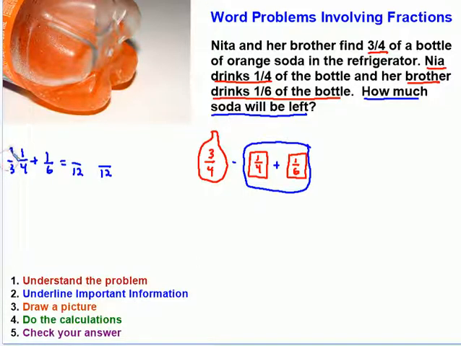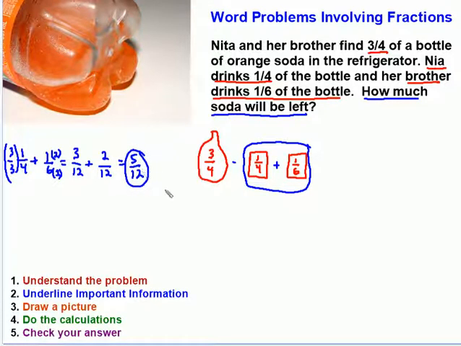I have to multiply the top by 3. That is going to give me 3/12. 6, to get 12, I had to multiply it by 2. So I'll multiply the top by 2, and I'll multiply the bottom by 2, and that will give me 2/12. And I'll add those together, and I will get 5/12. That's how much they drank of the bottle.